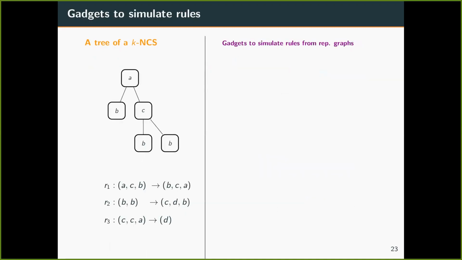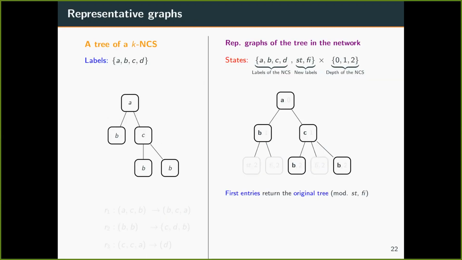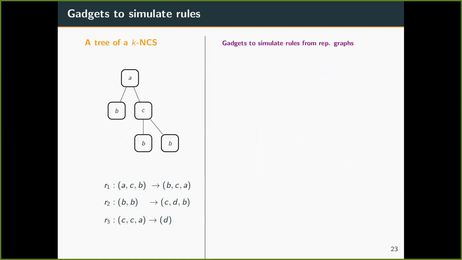Okay. So this describes in some sense the set of representative graphs of the given tree in our broadcast network. And the second step is to construct gadgets in our broadcast network which simulate rules of the given KNCS. Okay. So let us do.